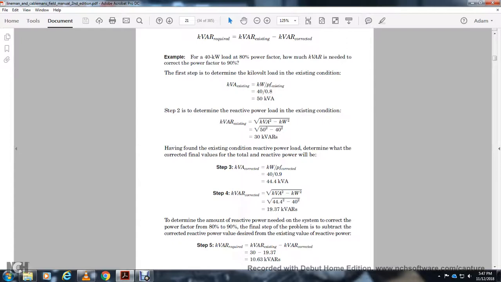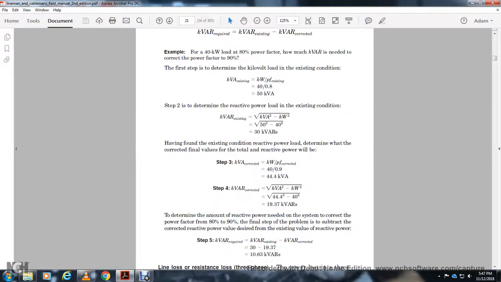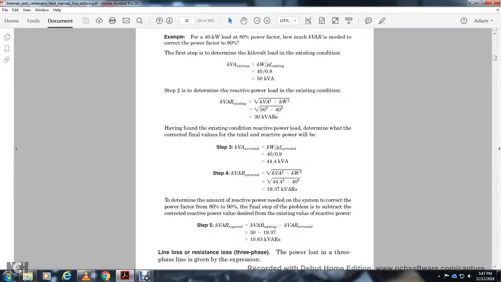To determine the amount of reactive power needed for the system to correct the power factor from 80 to 90%, the final step of the problem is to subtract the corrected reactive power desired from the existing value of the reactive power. Kilovolt amperes reactive required is equal to kilovolt amperes reactive existing minus kilovolt amperes reactive corrected: 30 minus 19.37 gives you 10.7 kilovolt amperes reactive.